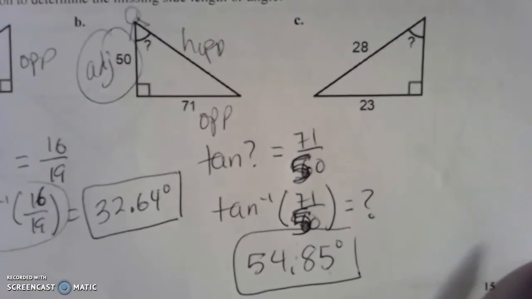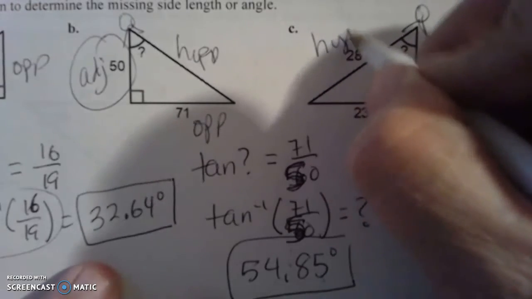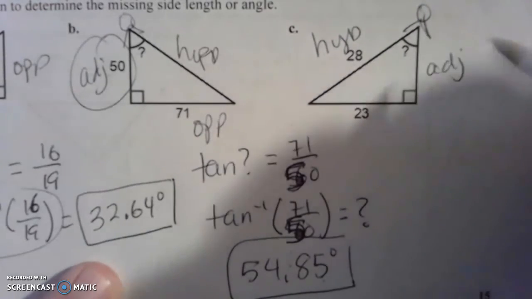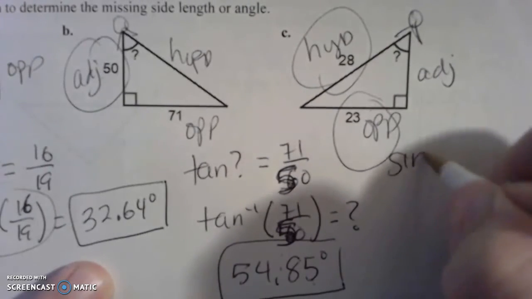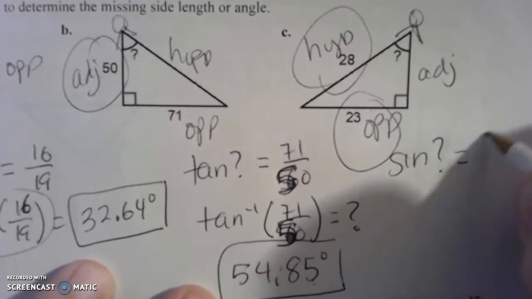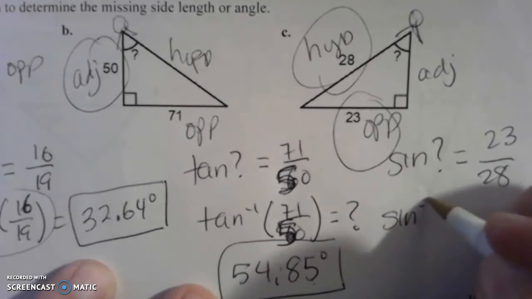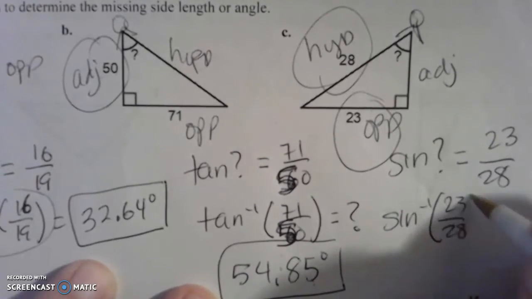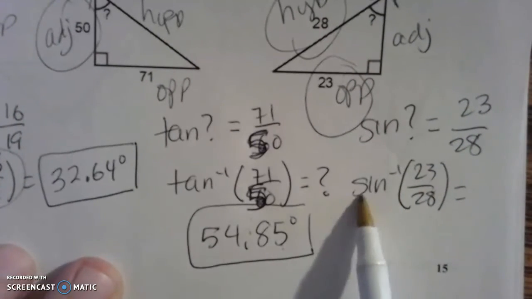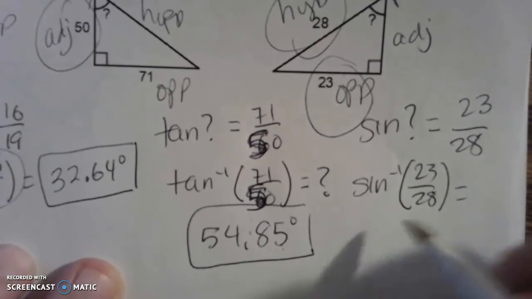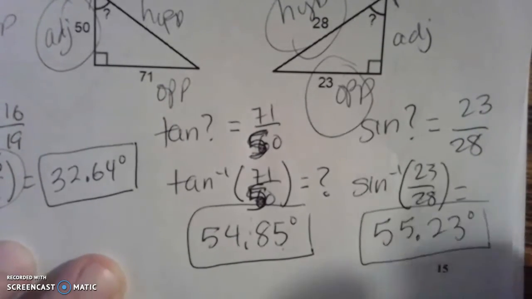One last problem to do together. Here's my reference angle. This is my hypotenuse. My arm is touching this side, adjacent. This is opposite. I have opposite and hypotenuse. So the sine of my angle equals 23 over 28. So I'm going to do inverse sine of 23 over 28, and I'm going to type that into my calculator. So you type inverse sine 23 divided by 28, and you should have got 55.23 degrees.